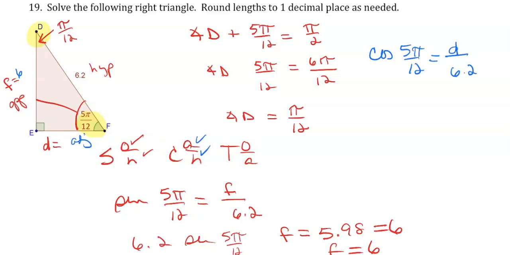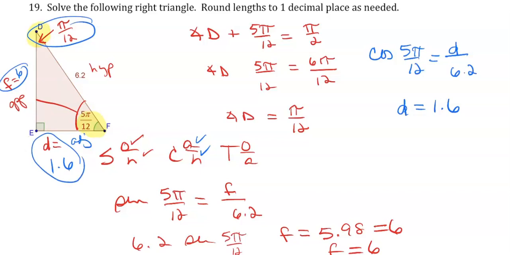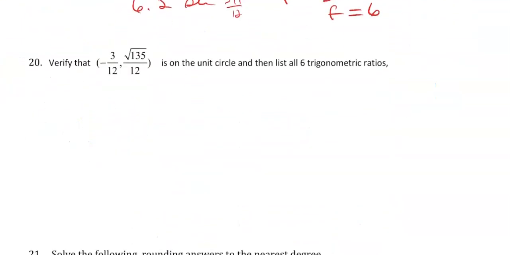So if you have what I have in my calculator still, I'm just going to say 6.2 times cosine. I'm just going to change the trig word from sine to cosine, and I end up getting little d is 1.6. So little d is 1.6, and that solved the triangle because I had a missing angle, which is pi over 2, and 2 missing sides. Done. Okay, let's go on to the next problem.